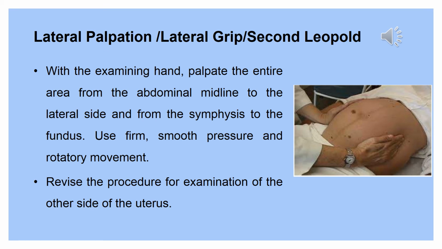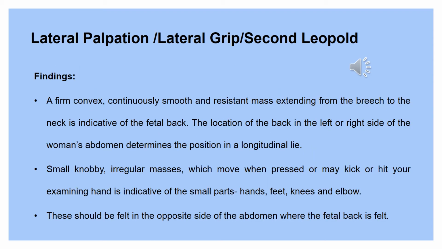With the examining hand, palpate the entire area from the abdominal midline to the lateral side and from the symphysis pubis to the fundus. Use firm, smooth pressure and rotatory movement to do the palpation. Repeat the procedure for examination of the other side of the uterus. The findings of lateral palpation.